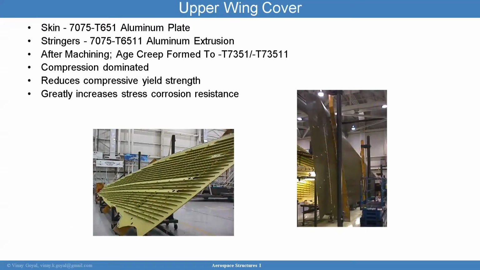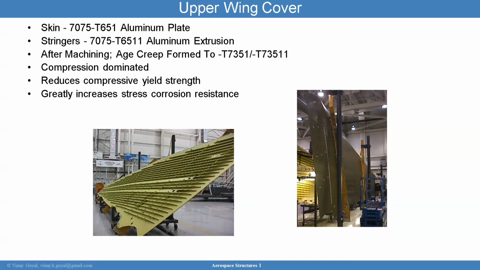Upper wing cover, the upper wing cover skin, is typically 7075 T651 aluminum plate. Stringers are 7075 T6511 aluminum extrusion. Not always, but it is an example. And after machining, you get age creep formed to T7351 or T73511.